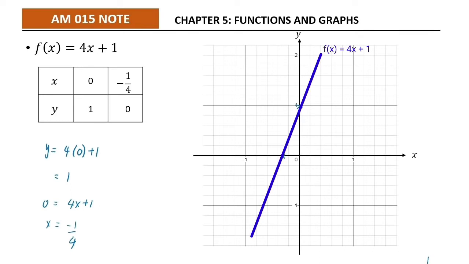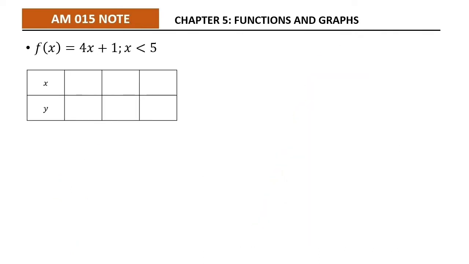Next example, 4x plus 1 for x less than 5. For these examples, we have domain x less than 5. We still need x equal to 0 and y equal to 0, which is 1 and -1/4. And we must include the domain x less than 5, so the last endpoint is 5. When x equal to 5, y equal 21.